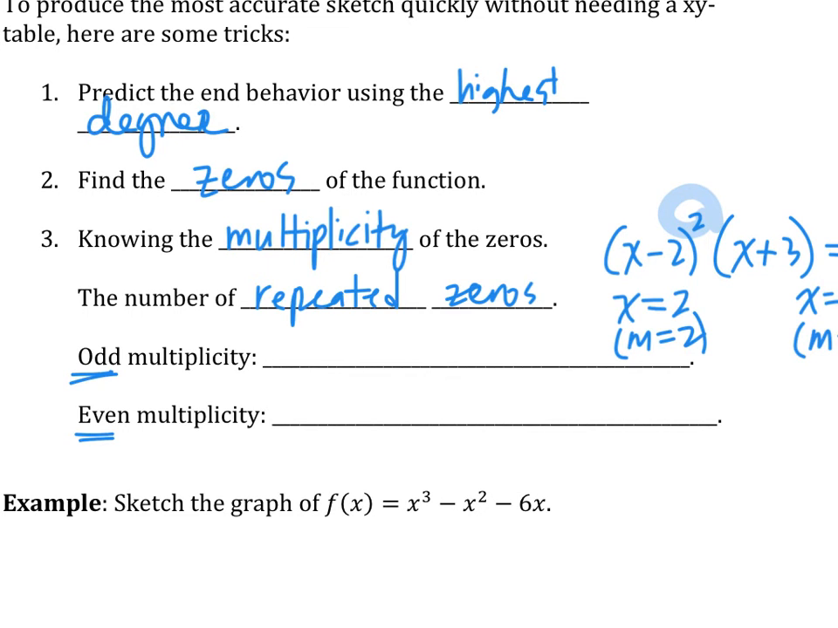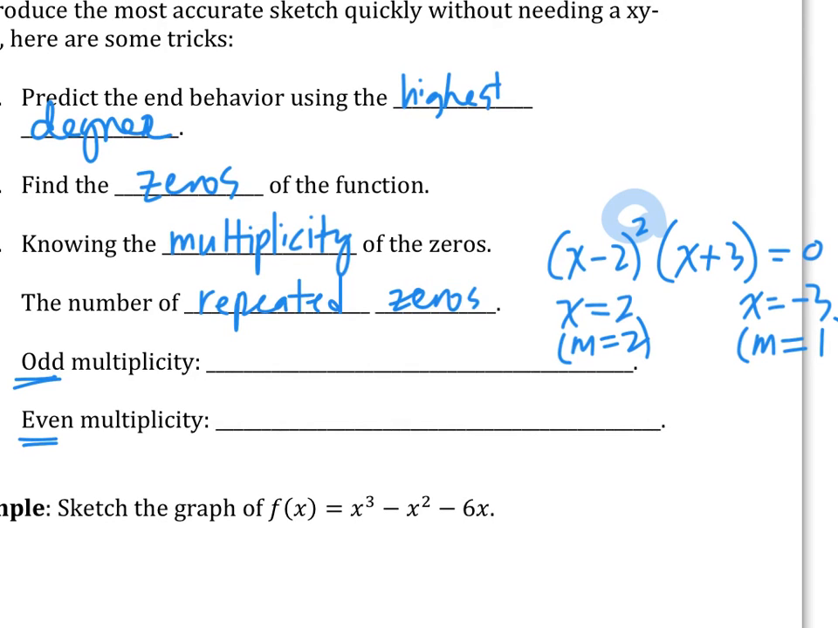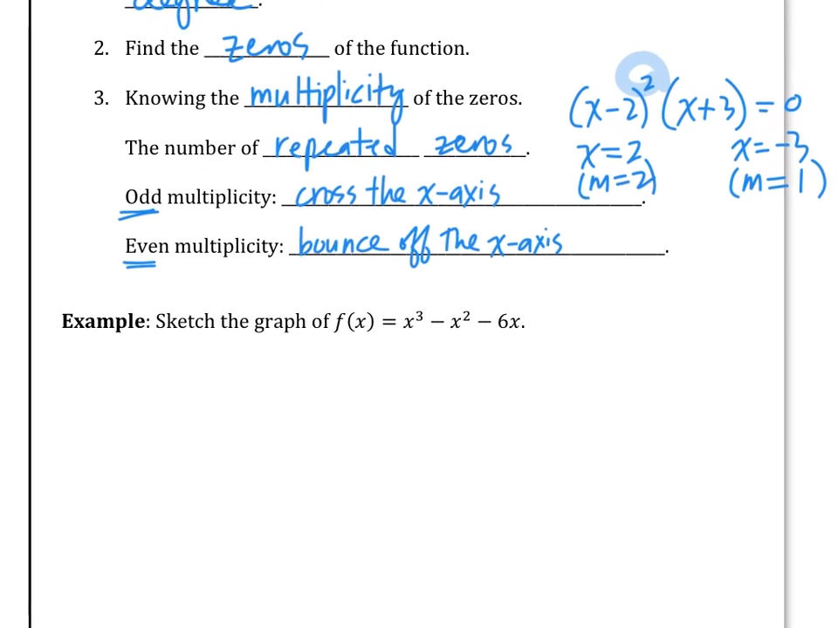So how does that affect the graph? So if it's odd multiplicity, then that means on that 0 or on that x-intercept, it's going to cross the x-axis. Even multiplicity means that it's going to bounce off the x-axis. Okay, so at this point, you're probably thinking, what does crossing, what does bouncing mean? Let's look at an example.